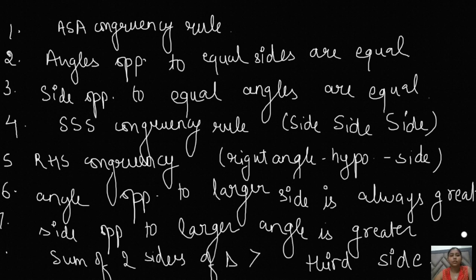Okay, so that's all with chapter number 7, triangles. So I hope you people have a better understanding of this chapter.